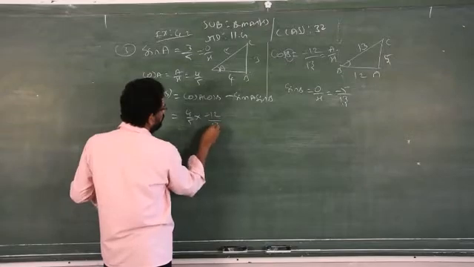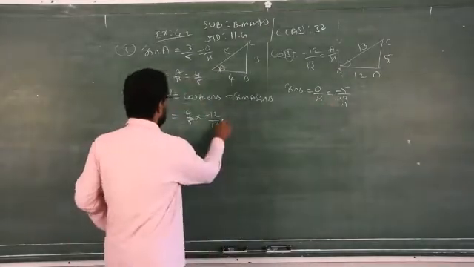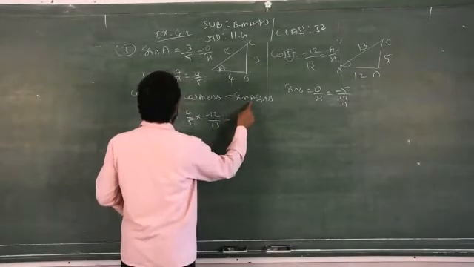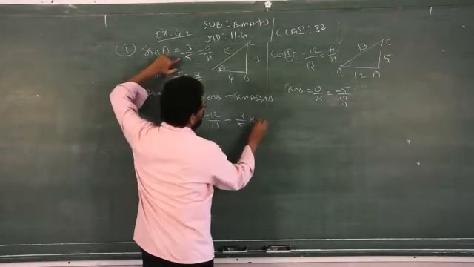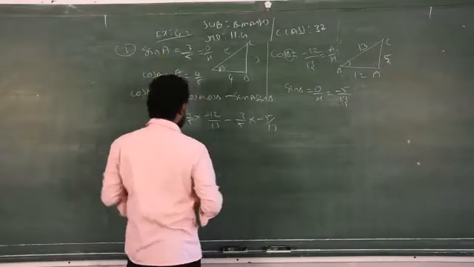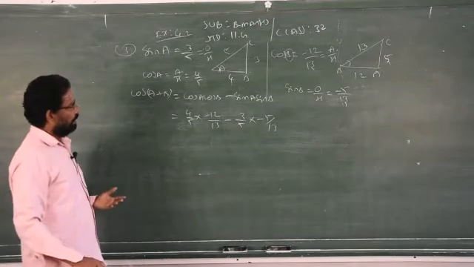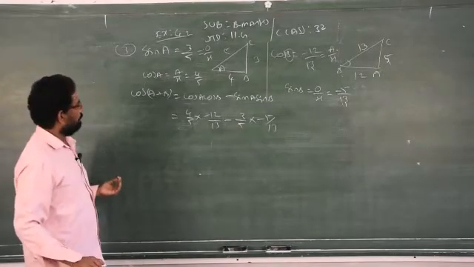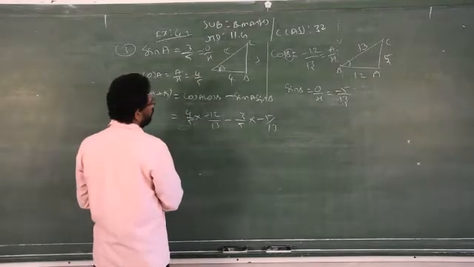Minus 12 by 13. Be careful of introducing the negative sign. Minus, what is your sin A? Sin A is given 3 by 5, into sin B, which is minus 5 by 13. So if it is possible, you have to eliminate. Clear?